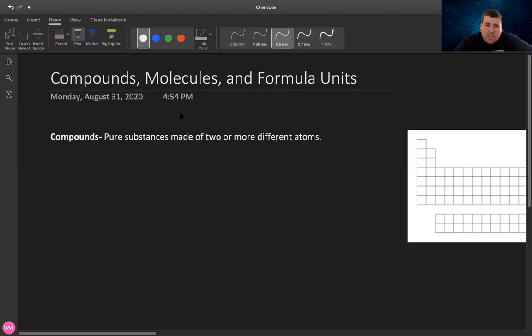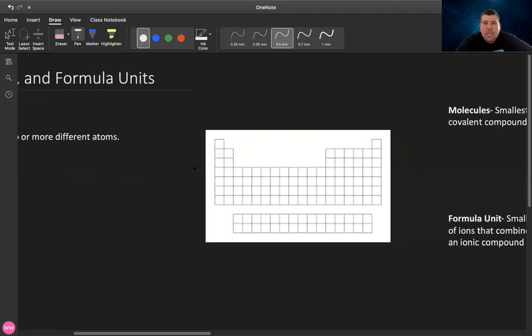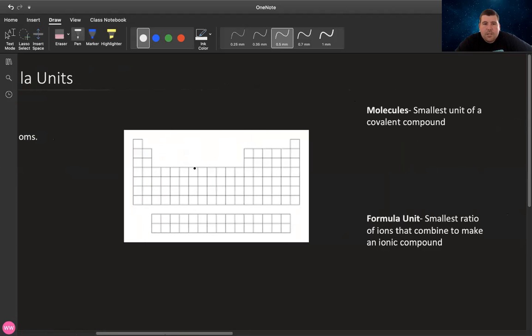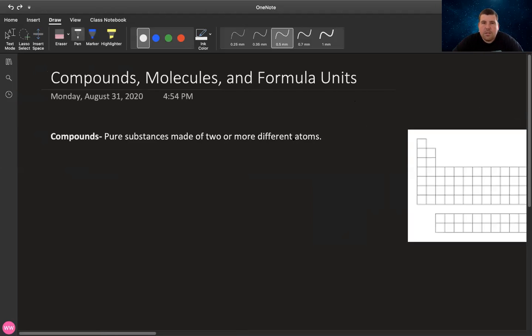So let's go ahead and look at this periodic table here. This periodic table we see can be separated. This is a very blank slate of a periodic table, but almost every single periodic table is separated.